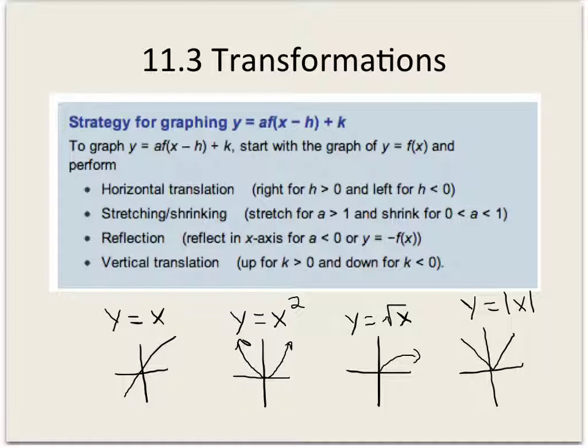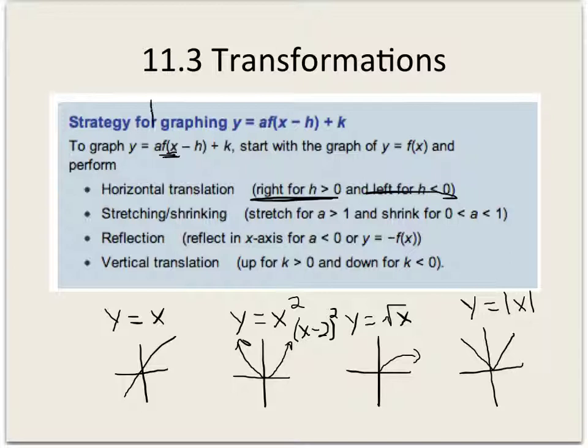Now, to talk about the transformation, notice here we have that f of x. That's our basic function, so the x squared, the square root of x, or the absolute value of x. If inside your function you subtract an h or any value, you're going to move right if h is positive, and you're going to move the whole thing left if h is negative. So if I did, for example, x minus 2 squared instead of just x squared, that would be taking that whole graph and shifting it 2 units to the left.